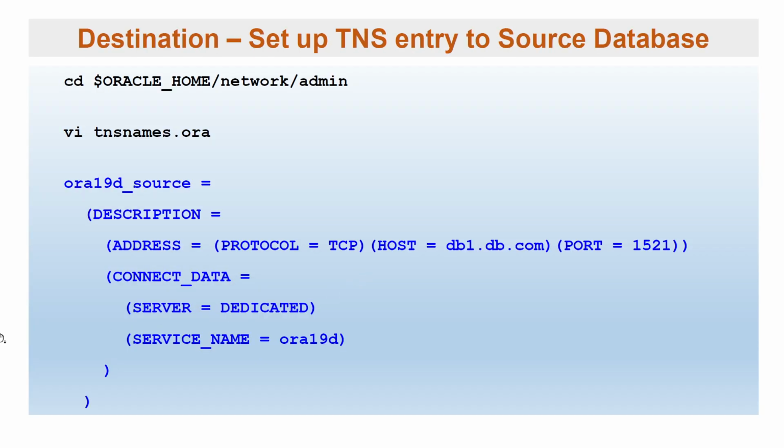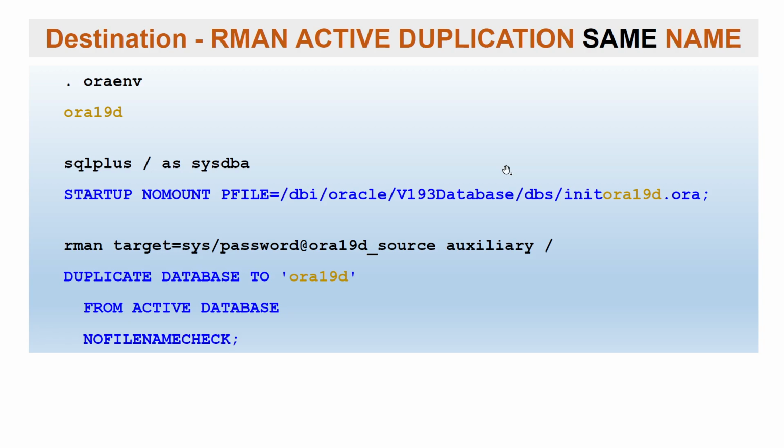Now, on the destination server, the first thing we will do is set up the TNS entry to the source database. Remember, we are creating this entry on the destination pointing to the source database. So we will be creating this entry on DB2 pointing to source DB1. The name of this TNS entry can be anything, it is your choice. However, it should point to the source host and the name of your source database. We will create this entry in Oracle Home network admin, editing the tnsnames.ora file on the destination server pointing to the source database.